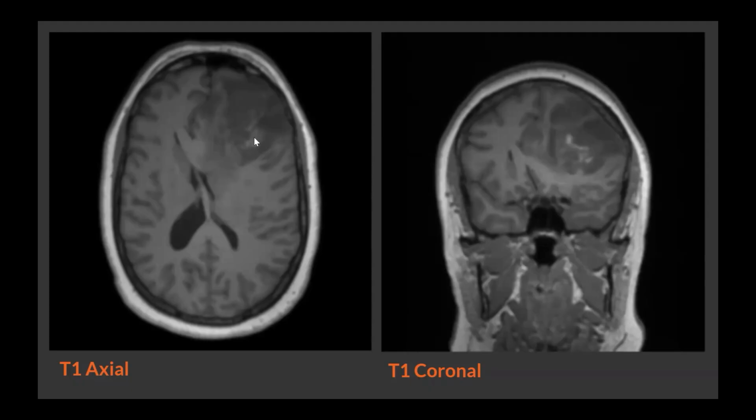And on the right side, this is the coronal cut of the T1 weighted image, which is also showing the 5 into 5 centimeter space occupying lesion at the convexity, as well as the midline shift towards the falx.